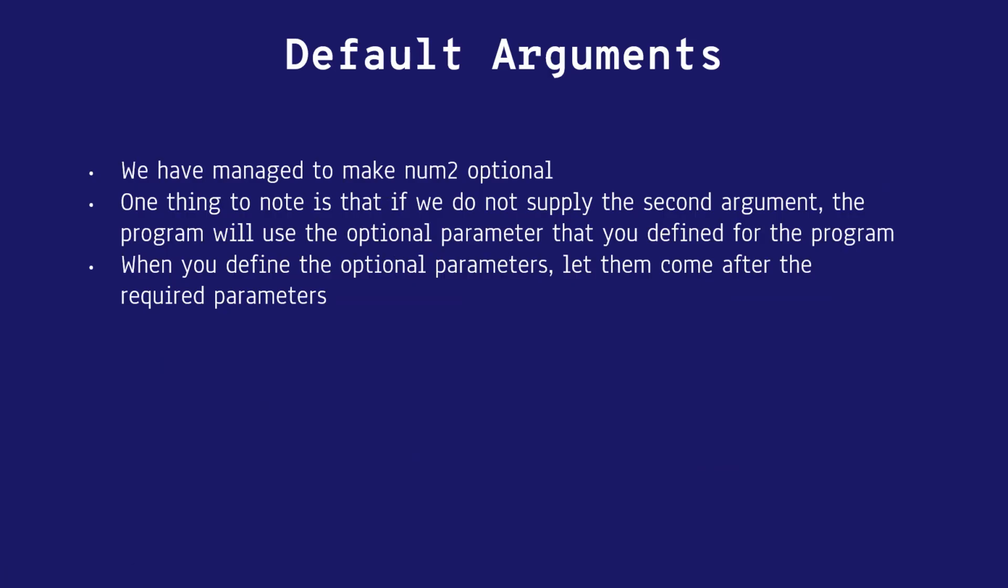One thing to note is that if we do not supply the second argument, the program will use the optional parameter that you define for the program. So when you define optional parameters, let them come after the required parameters.